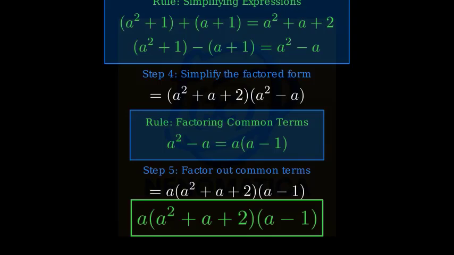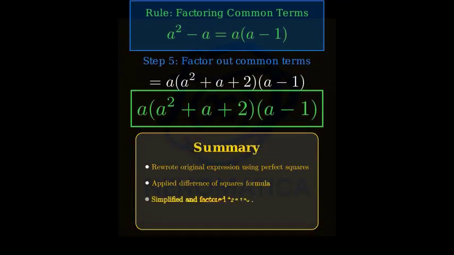Let's quickly verify this is correct by expanding it back and checking against our original expression. In summary, we've transformed the expression, a squared plus 1 squared minus a squared minus 2a minus 1 into a factored form, a times a squared plus a plus 2 times a minus 1.